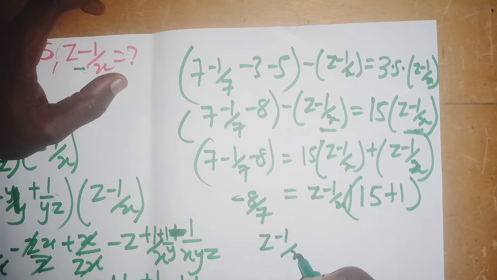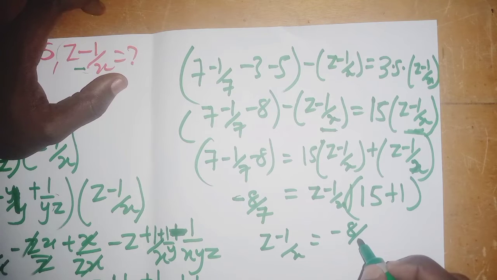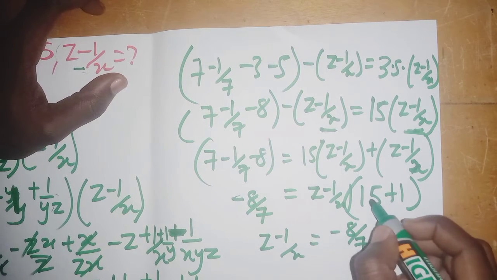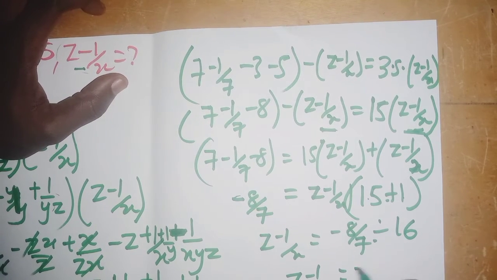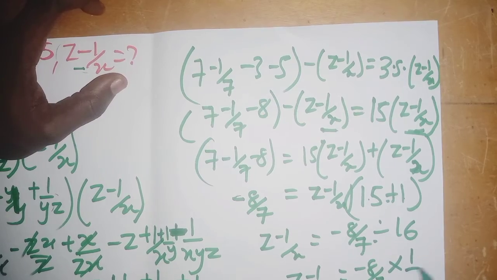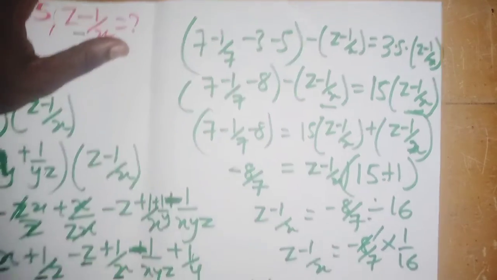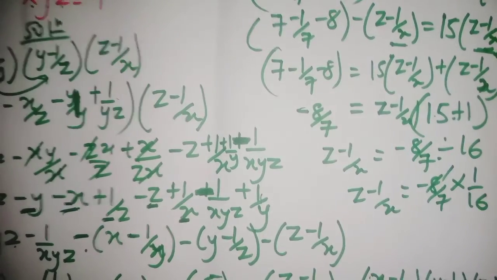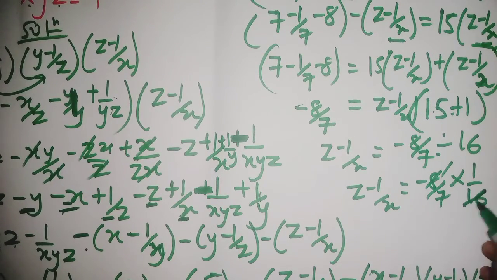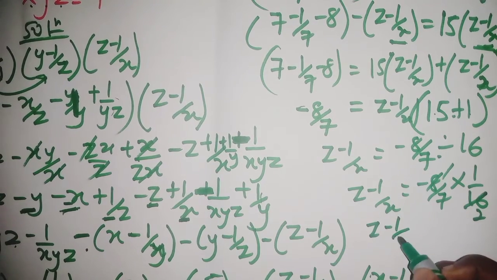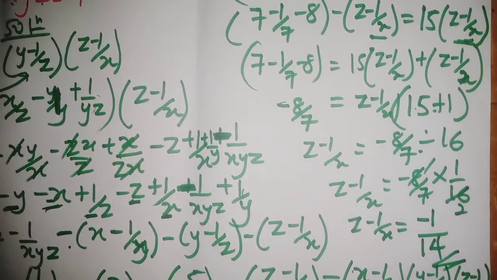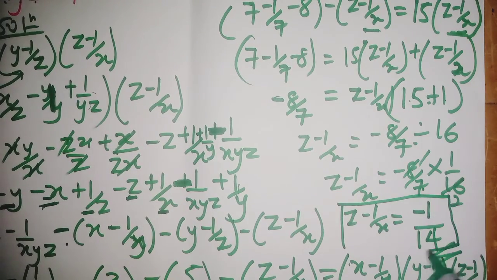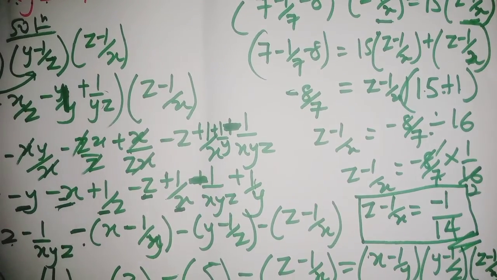So z minus 1 over x here becomes minus 8 over 7 here, divided by 15 plus 1, which is 16. So z minus 1 over x becomes minus 8 over 7 times 1 over 16 here. 8 goes into itself 1, sorry for that, and then 8 goes into 16 2. So z minus 1 over x in this case becomes negative 1 over 7 times 2, which is 14 in this case. So we have this to be that. So that would be the value of z in this case.